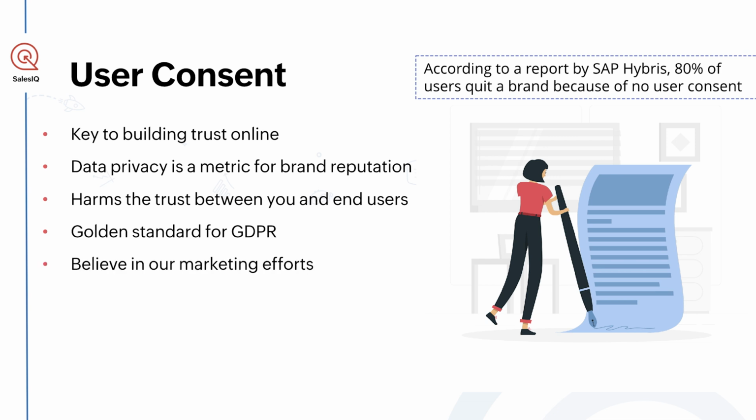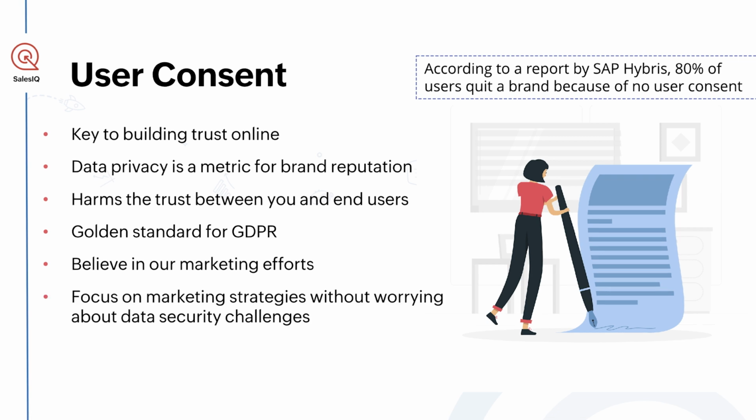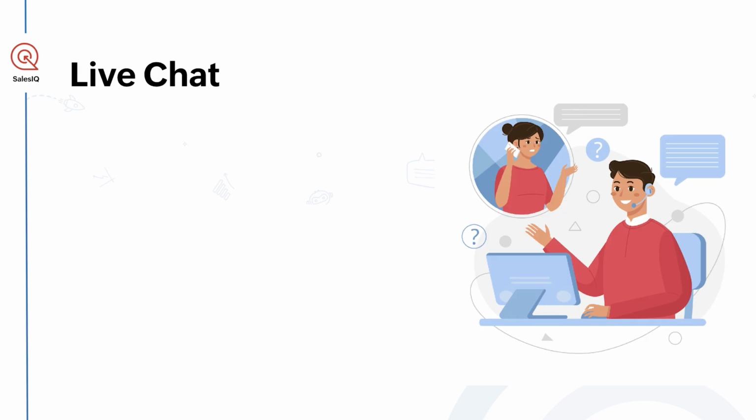So the first rule in building a good relationship with your customers is being compliant with the data protection laws like GDPR. This can help us believe in our own marketing efforts more responsibly and securely. Also, we can focus on building new marketing strategies without worrying much about the data security challenges. With the consent from users taken, let's move on to the actual marketing tools.